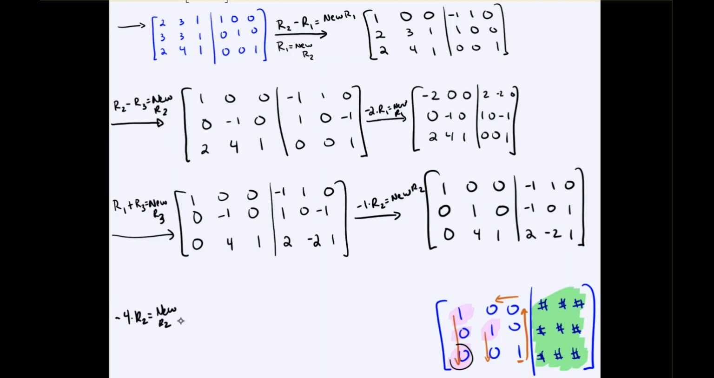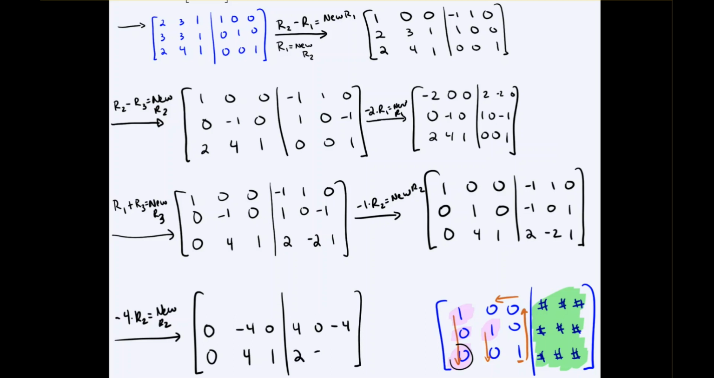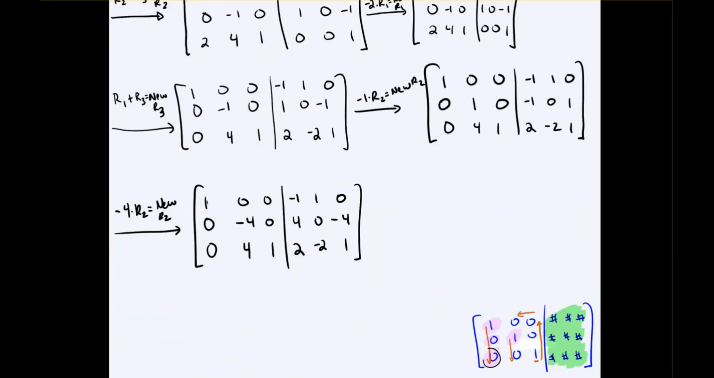That's the new row 2. 0, negative 4, 0, 4, 0, negative 4. And I highly recommend you write out your steps like I've shown here. You need to be able to write out what you're doing, because if you can make sense of it in your mind and give words to it, you know the patterns that you're going through. So we take the row 2 plus row 3, and that's going to be the new row 3.